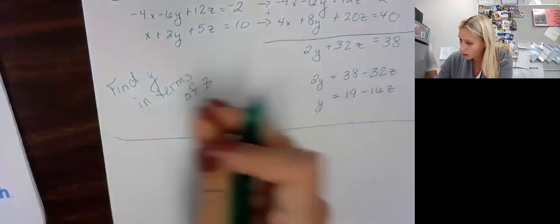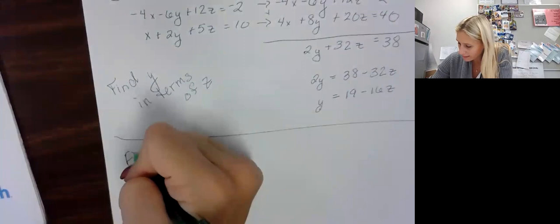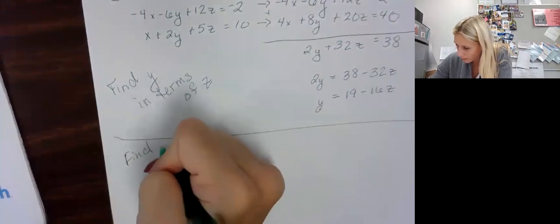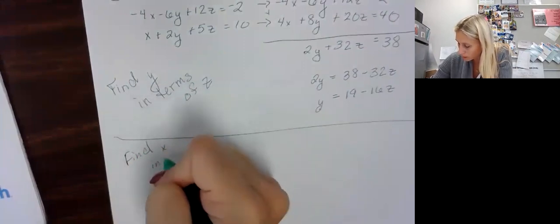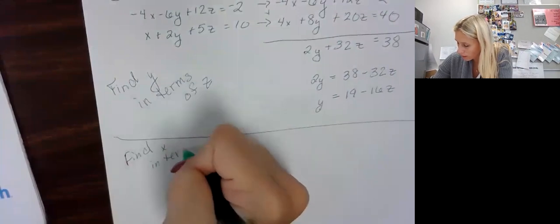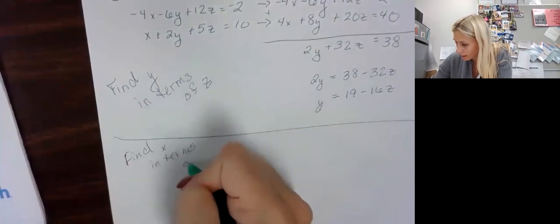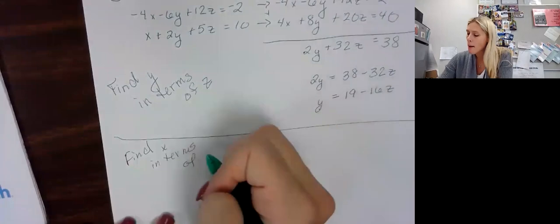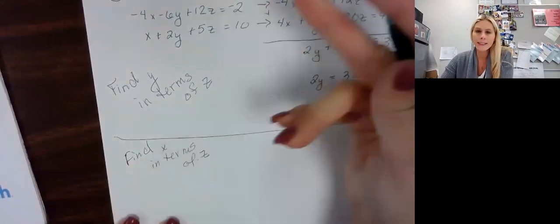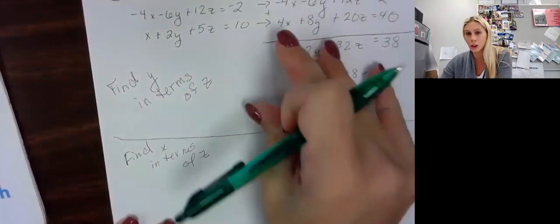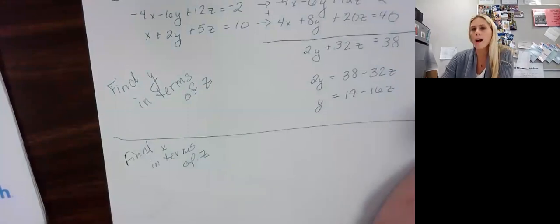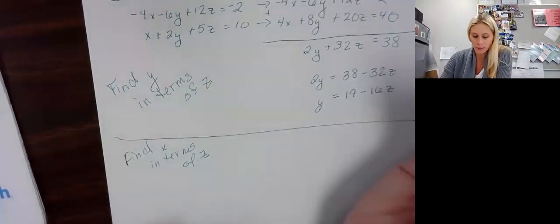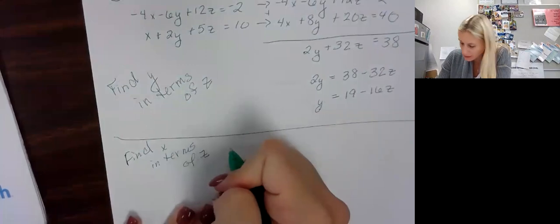And the next one here, we're going to find x in terms of z. Again, you could do this by eliminating, taking two equations and eliminating, just like we did up here. Or I'm going to give you this other way by substituting in. I'm substituting into the first equation.